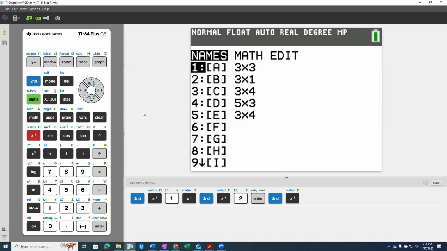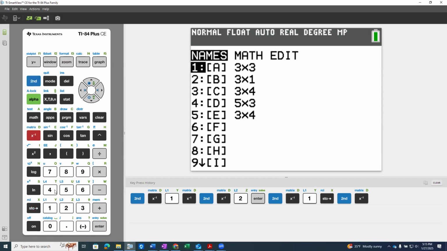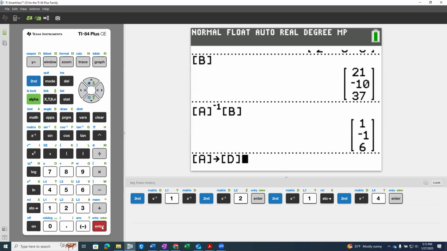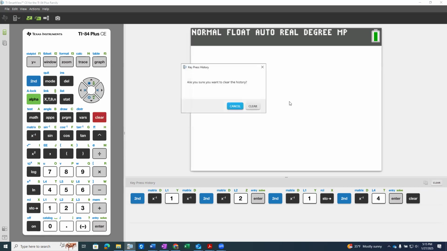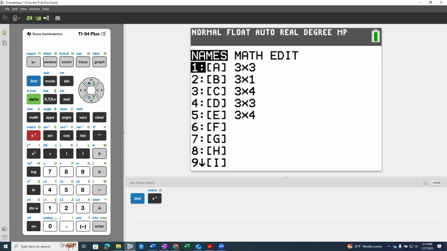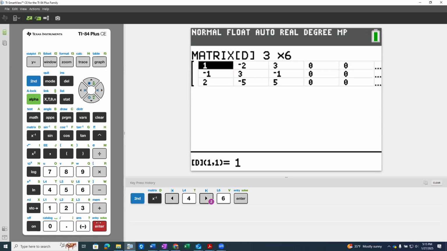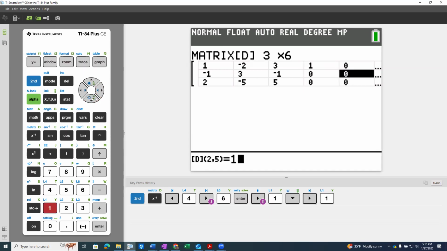So let's take matrix A, and I'm going to store that in matrix D just for convenience. And then I'm going to edit that matrix and make it a lot bigger. So matrix D, I want to edit that. So go over to edit and then down to matrix D. I'm going to make this matrix double in size. Instead of 3 rows and 3 columns, it's going to be 3 rows and 6 columns. And then what you want to do is fill in that extra 3 spaces with the identity matrix of the same size. So like this.